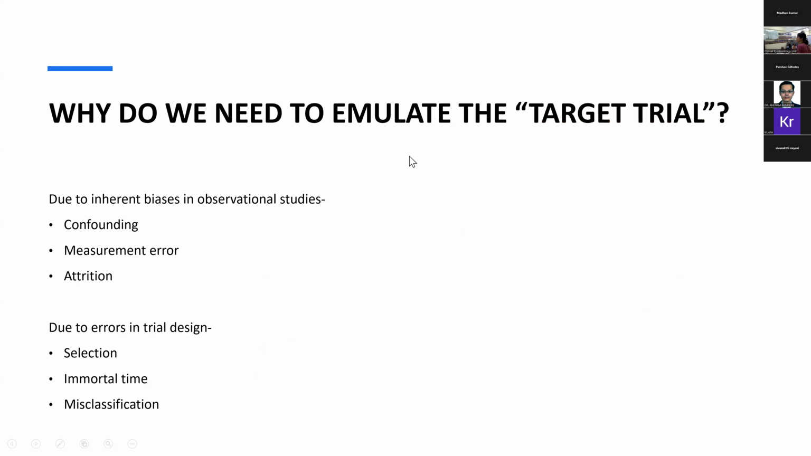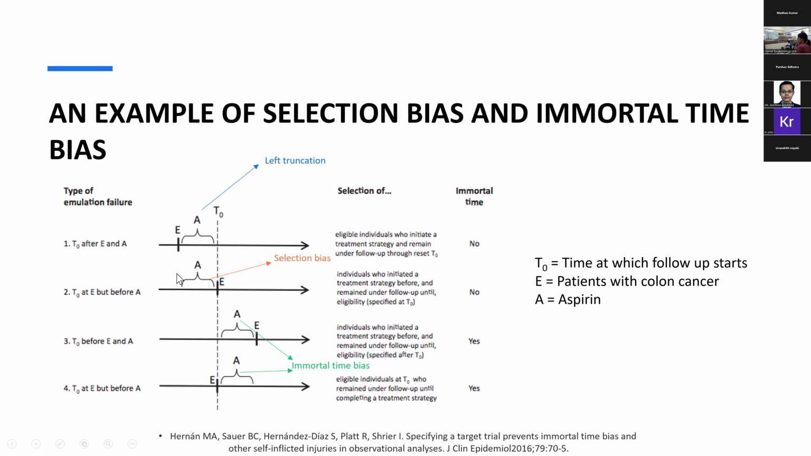So why do we need to emulate this target trial? There are inherent biases in observational studies like confounding, measurement error, attrition. And there are some errors that occur due to the trial design, like selection, immortal time, misclassification. I just wanted to give a few examples of selection bias and immortal time bias, which are two important biases that occur in observational studies. This is an excellent paper by Hernán and Robins et al., written in 2016. They have a detailed explanation. This figure is taken from that paper.